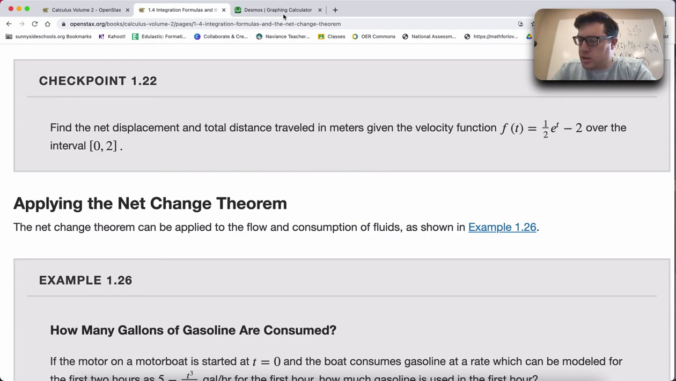Hey there. This is for AP Calculus AB. This is content from 1.4 where we talk about integration formulas and ultimately the net change theorem, some ideas of what you can do with integration in a contextual situation. This is checkpoint 1.22 where we're going to find the net displacement and total distance. They're very similar ideas and yet dramatically different when we calculate. Well, dramatically is a strong word. And this is traveled in meters given a velocity function f of t equals 1 half e to the t minus 2 over the interval of 2 seconds, 0 to 2.